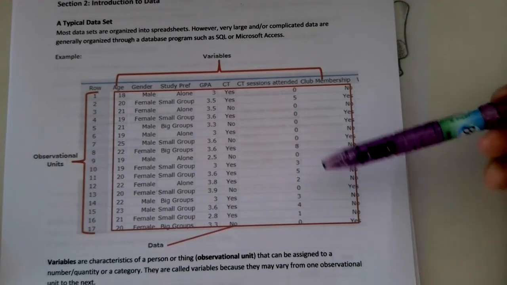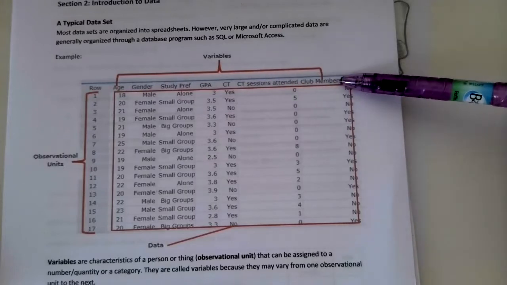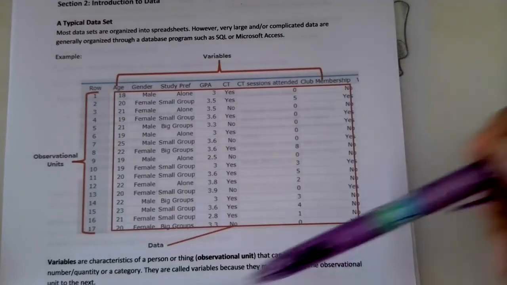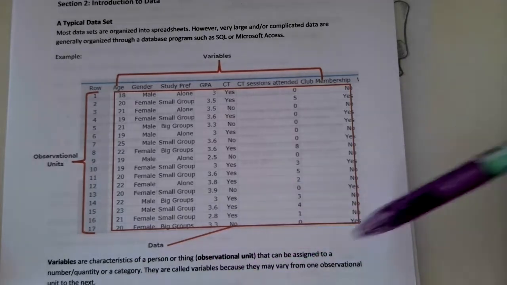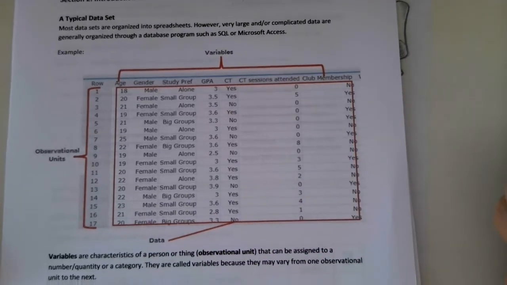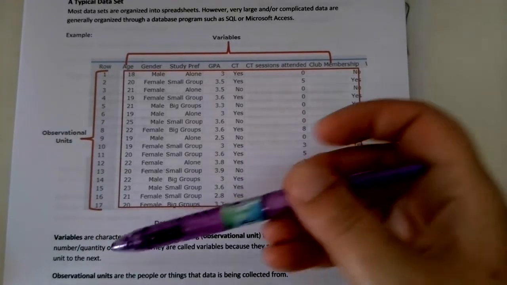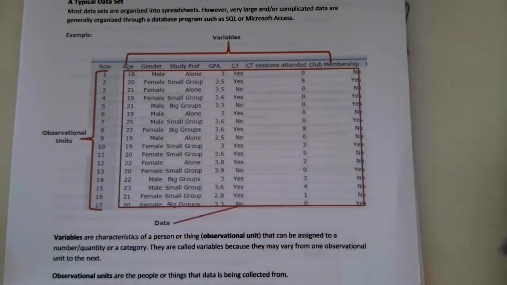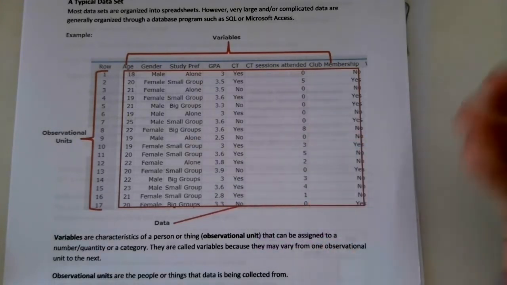So here we have variables listed across, and variables are characteristics of a person or thing, an observational unit, that can be assigned a number or quantity or a category. They're called variables because they may vary from one observational unit to the next.